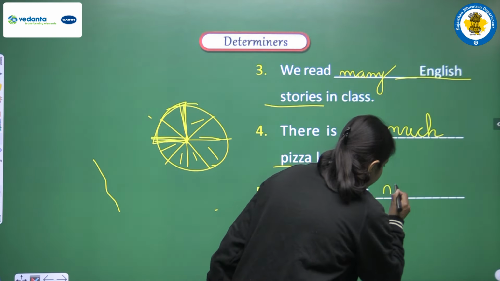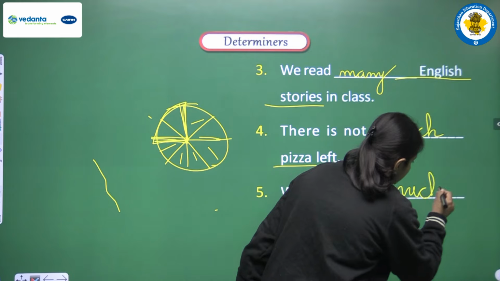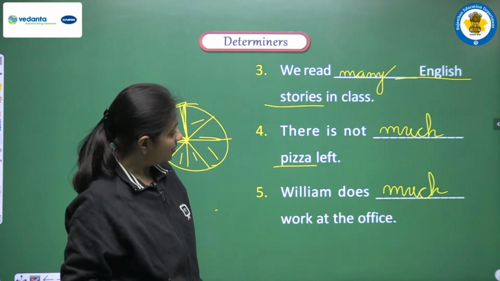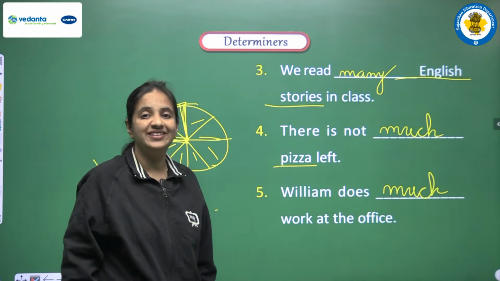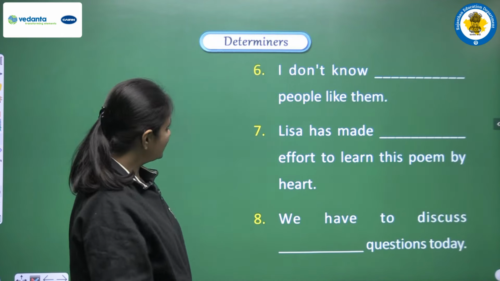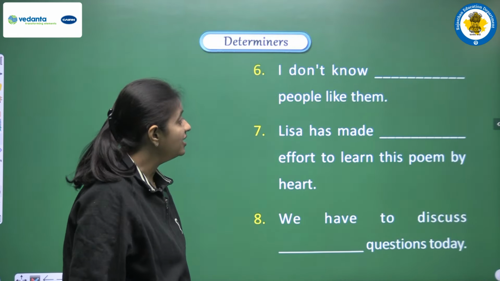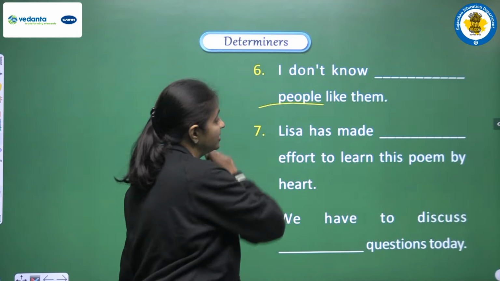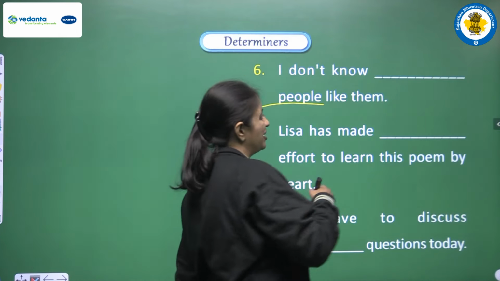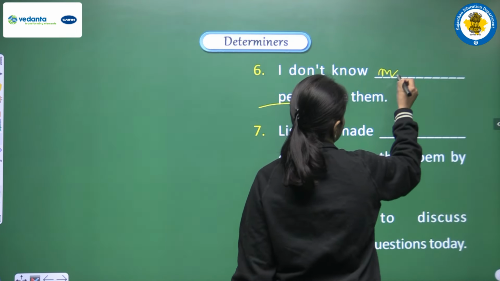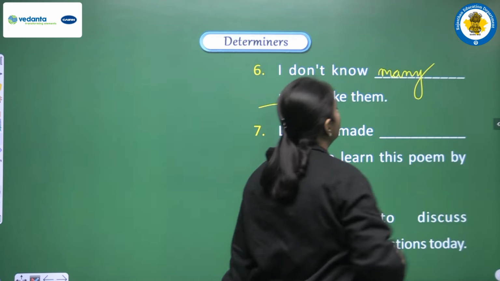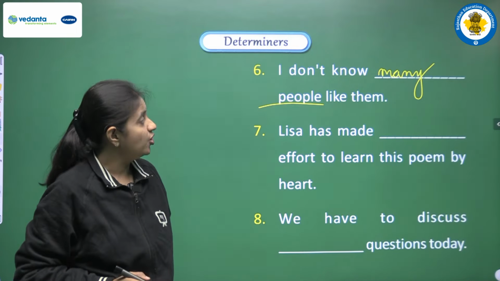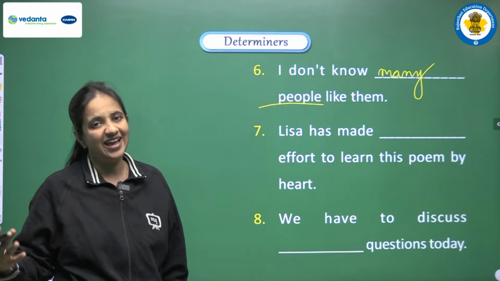Next is William does work at the office. Again here in this sentence our answer will be much, and the sentence will be William does much work at the office. Next is I don't know people like them. People, it's a countable noun. So for countable noun always we have to use many. And the sentence will be I don't know many people like them.